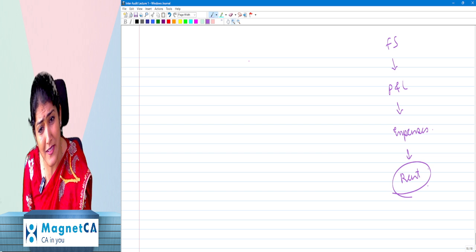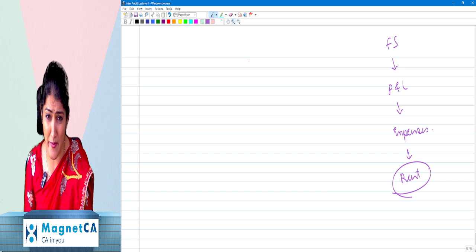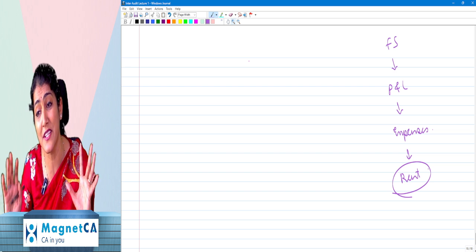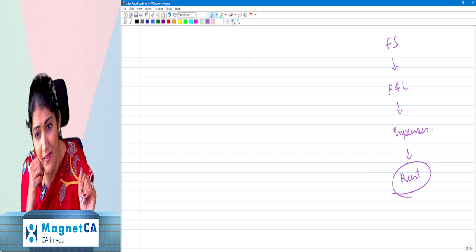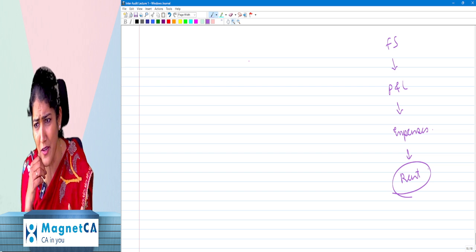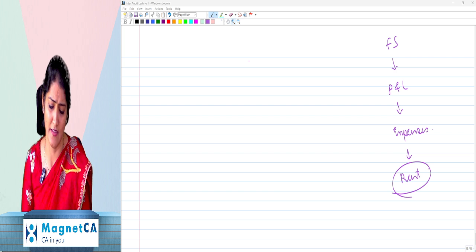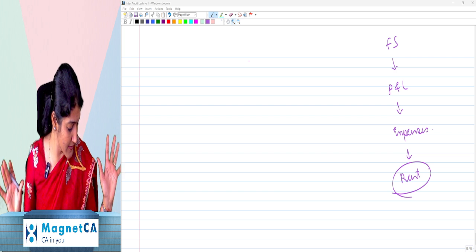Is this difficult to understand? Please tell me, I would like to get it to as much of a foundation level as possible. And as a part of the audit, we'll do the audit of rent. Is it simple? How will you do the audit of rent? How do you audit rent? Yes, please type in. Be alert in the class.